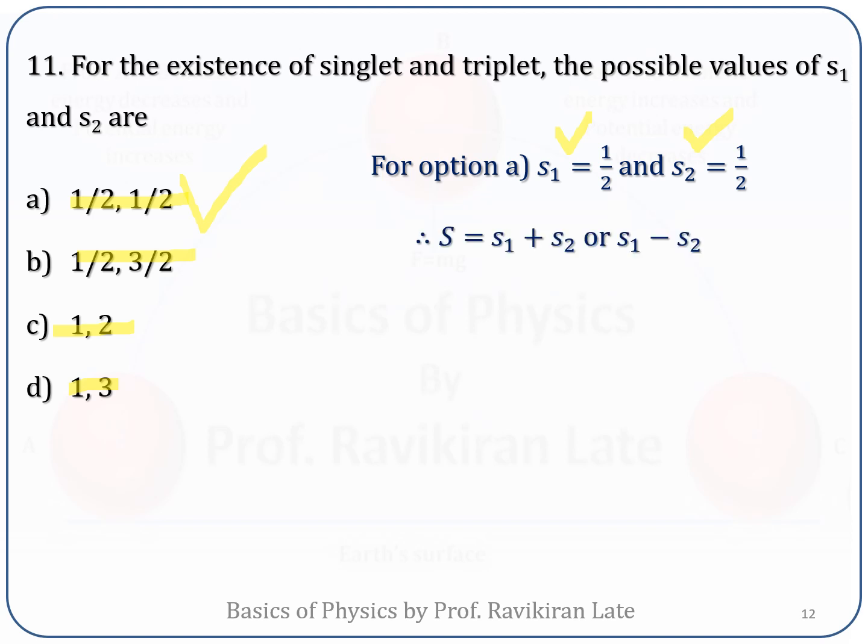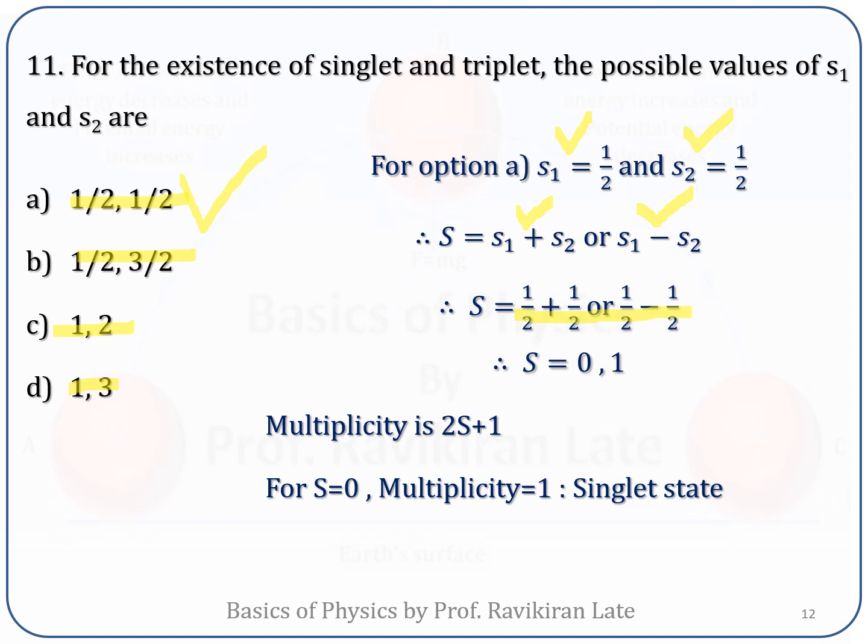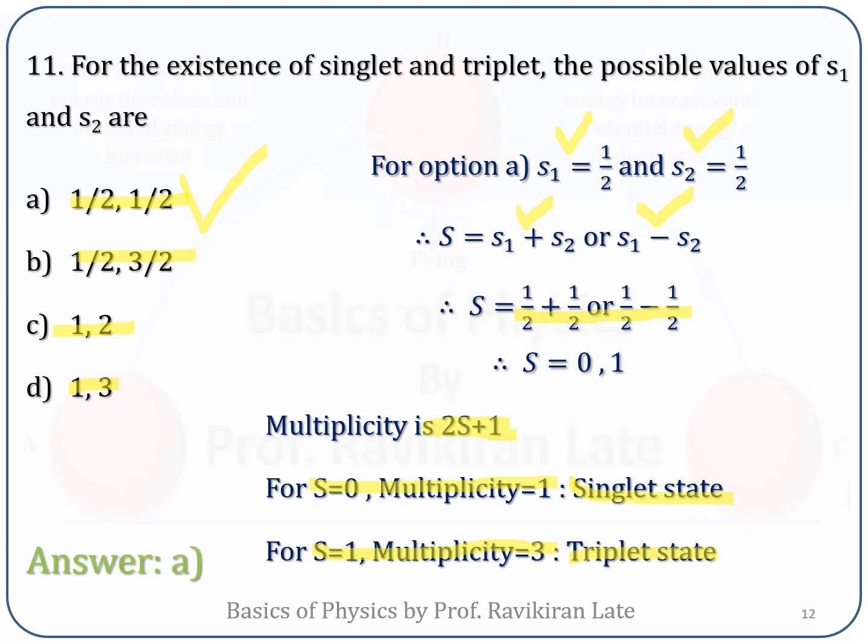Now we know that the total spin angular momentum will be given by the sum and difference of these two spin states. So it is S1 plus S2 or S1 minus S2. If I substitute these values of S1 and S2, that will be 1 half plus 1 half or 1 half minus 1 half. So that will give the value of S equal to 0 and 1, which are nothing but the singlet and triplet. For S equal to 0, you will get the multiplicity equal to 1, which is a singlet state, and for S equal to 1, you will get a multiplicity equal to 3, based on the formula multiplicity is equal to 2S plus 1. So for these two states, you are getting a singlet as well as the triplet state. So no need to go for the next options. So this is the correct answer.